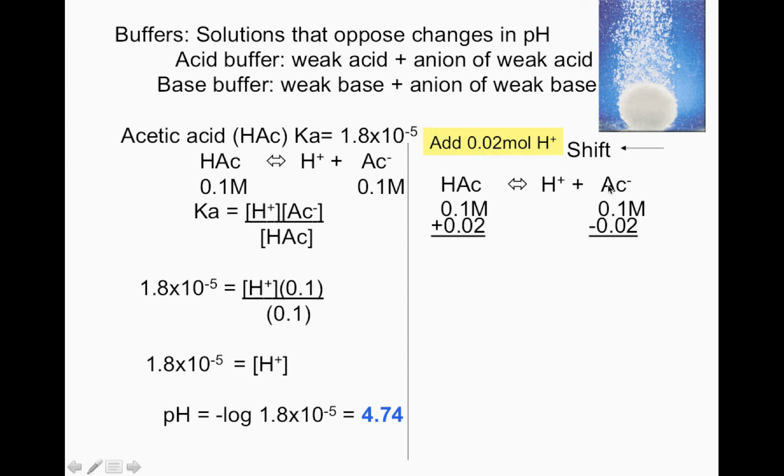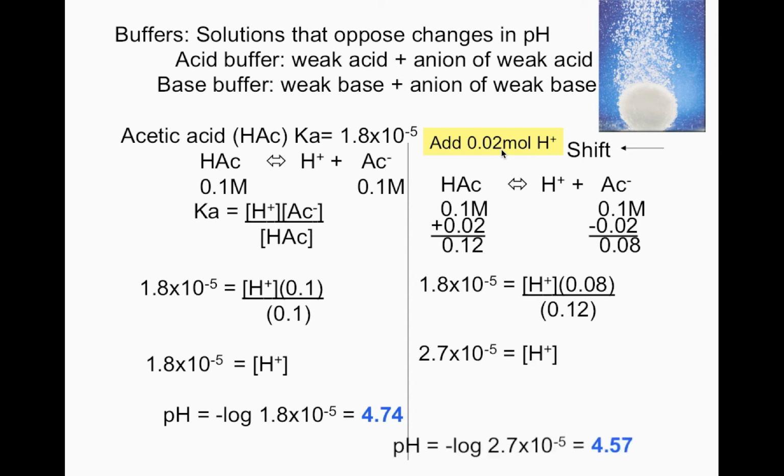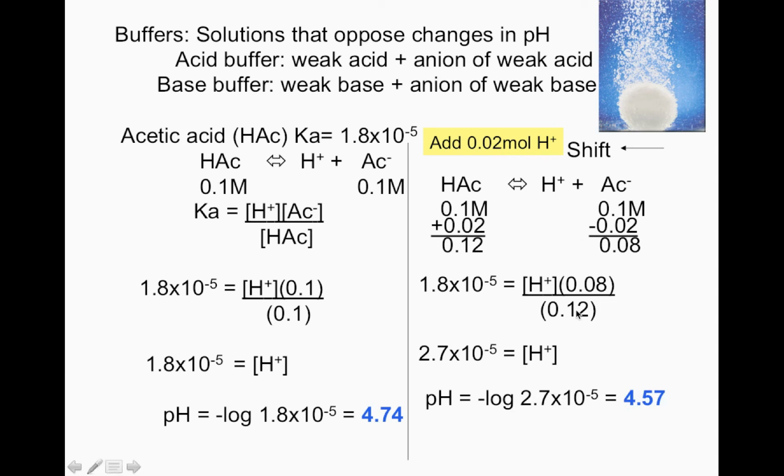Now why will this one go down? Because if this concentration goes up, more of it will combine with the acetate ions and produce the HAc. So this is going to go down by whatever I added, and this will go up by whatever I added. So these are my new concentrations after adding the acid to my buffer. Now I plug in my new concentrations, find the H positive, and then find my pH. You notice that my pH did go down a little bit. It went from 4.74 to 4.57, but it didn't even go down a whole number.